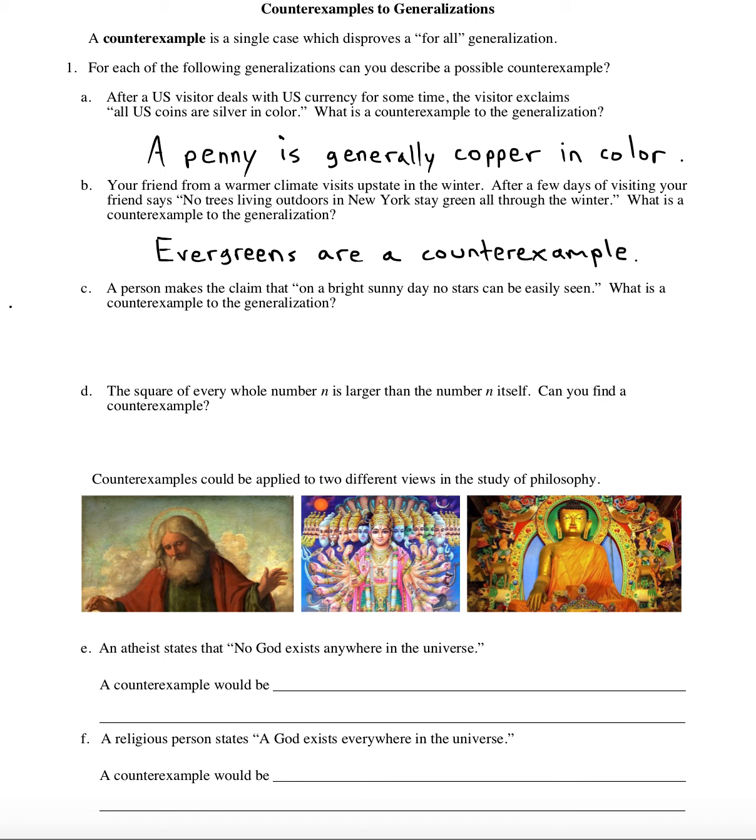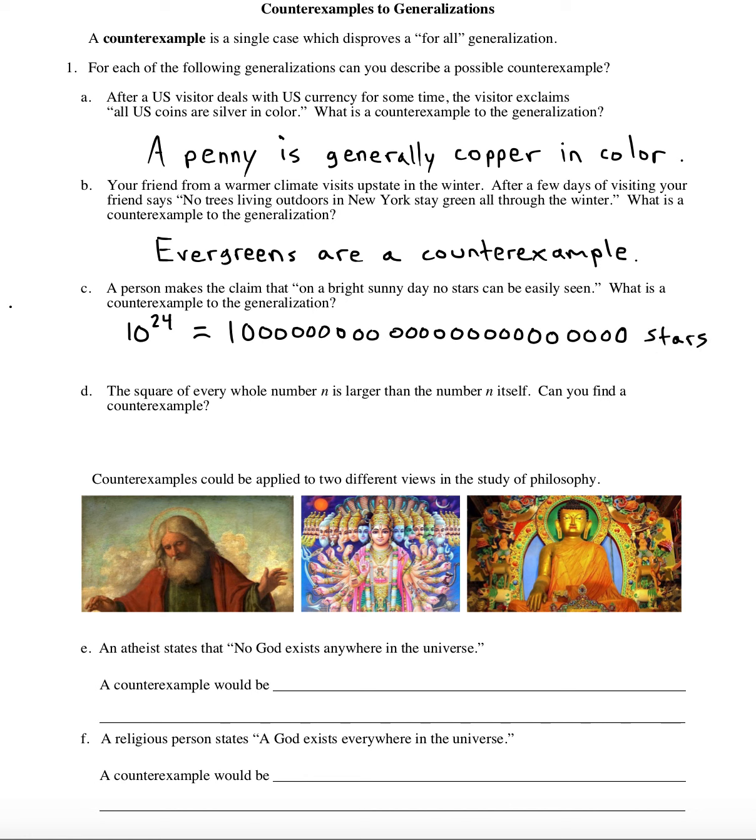Next, a person makes the claim that on a bright sunny day, no stars can easily be seen. Now, what makes this one interesting is there's a lot of examples of support for the statement. It may be estimated that there are about 10 to the 24 stars in the observable universe. And that would be a 1 with 24 zeros. That's a lot of stars.